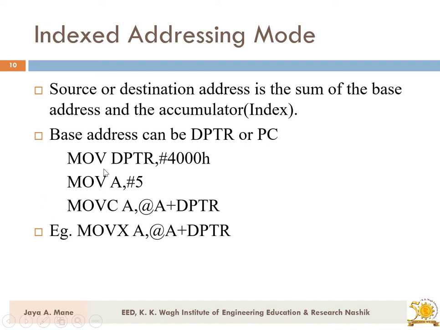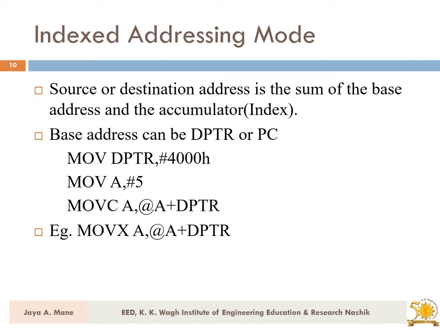Suppose we have a set of three instructions. The first instruction says MOV DPTR comma #4000h. The hash denotes that 4000h is the data, so it loads the value 4000h into DPTR. The second instruction says MOV A comma #5. Again, 5 is a number, not an address. So the value 5 is now loaded into the accumulator.